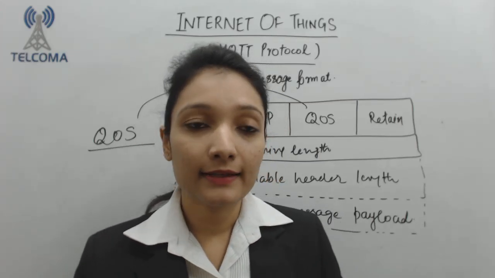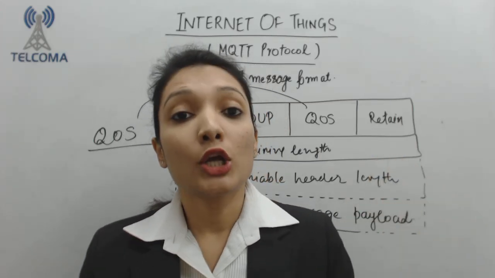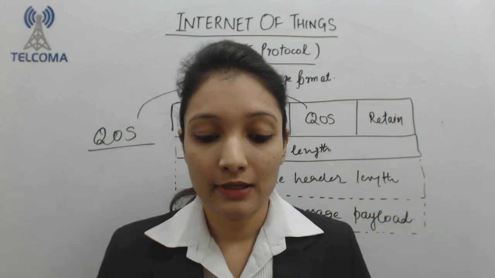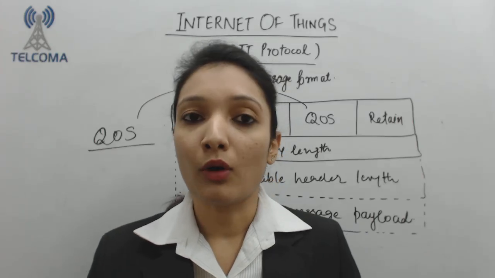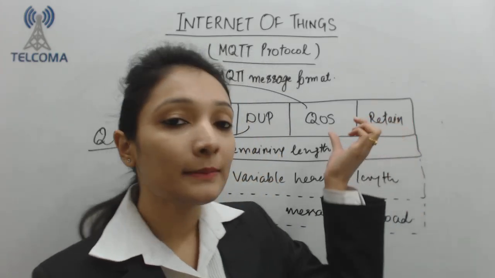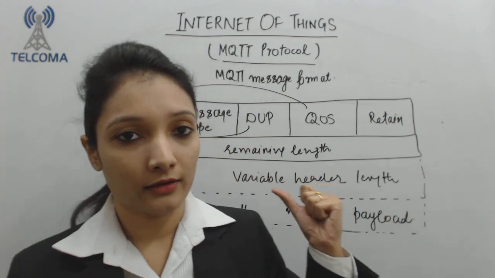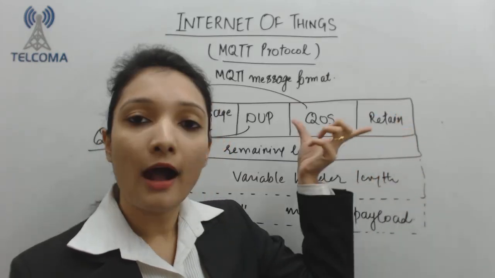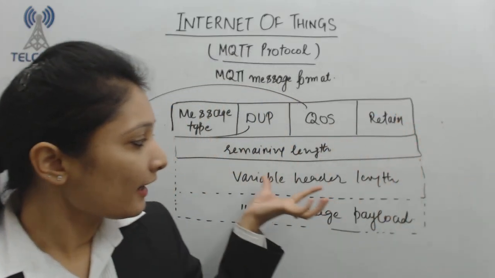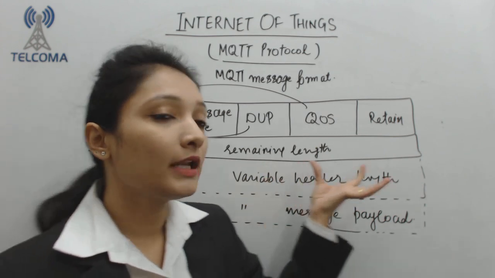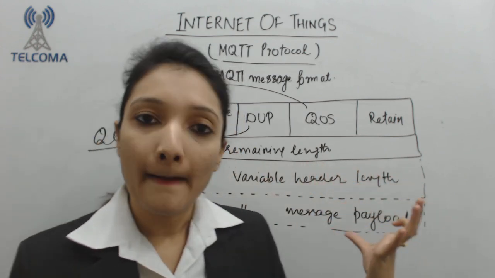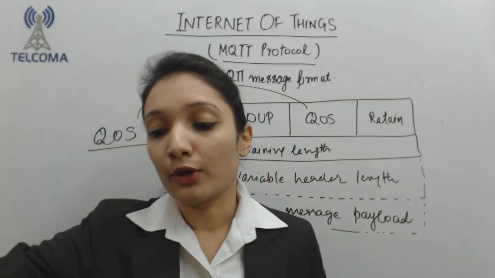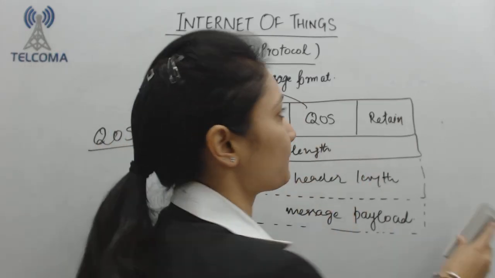So retain field basically asks the server to keep in hold the last message which has been transmitted, the last published message which has been forwarded. This field asks the server to keep that message retained here. So these are the mandatory fields. Then you have the remaining length here after these fields. So now we have the variable section, in which you can have the variable header length and the variable message payload. So these are the different messages, and this is the message format here for your MQTT protocol.